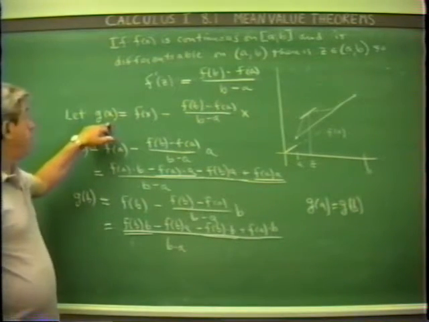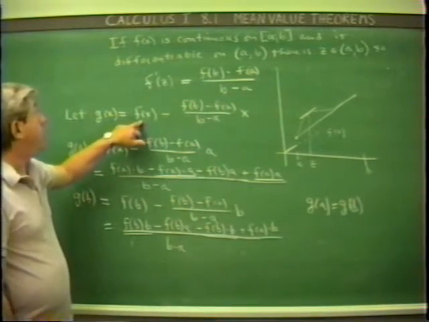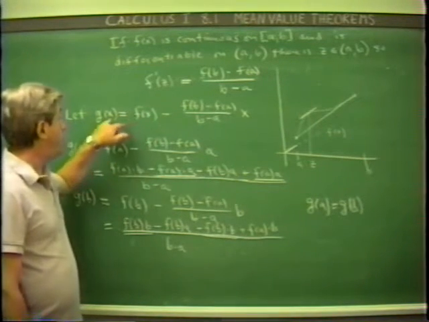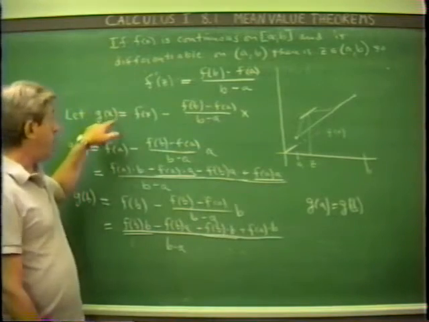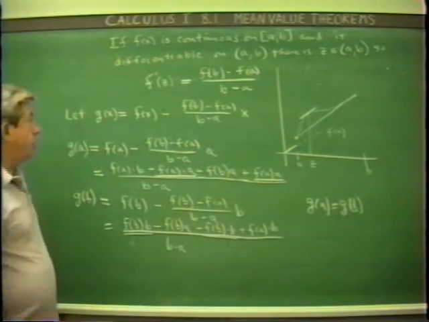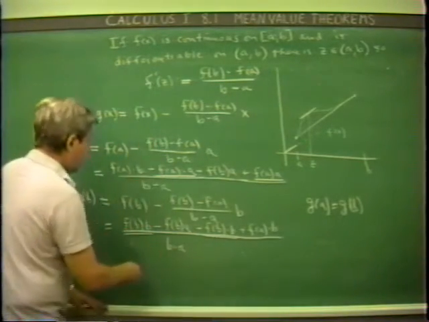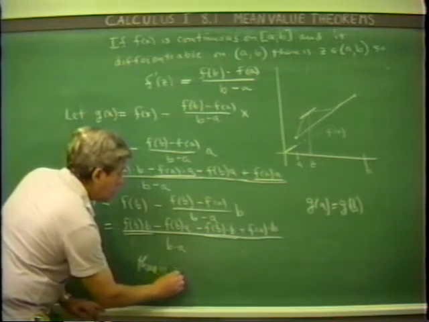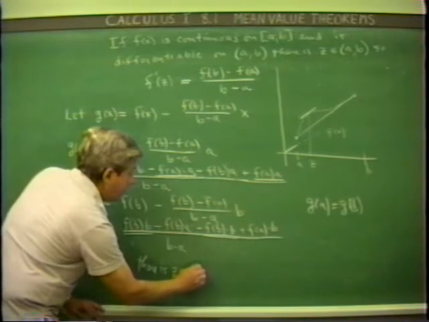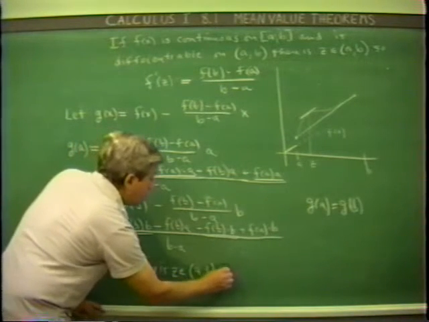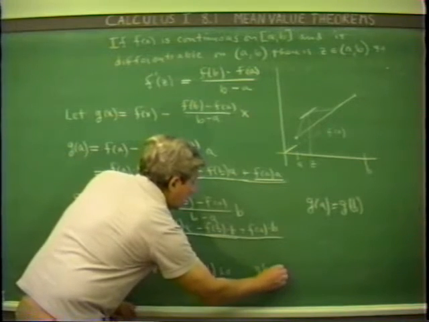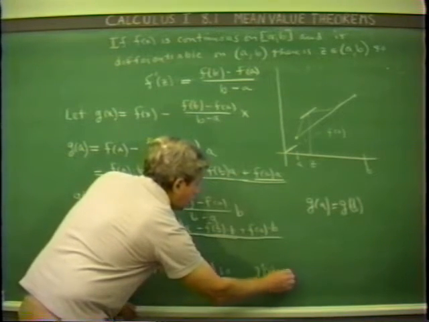Right? But now g is continuous on the closed interval and differentiable on the open interval, and its values at the two endpoints are the same, so that Rolle's theorem applies to this. Right? That's to say, there is a z in the open interval AB, so that g prime at z is equal to 0.